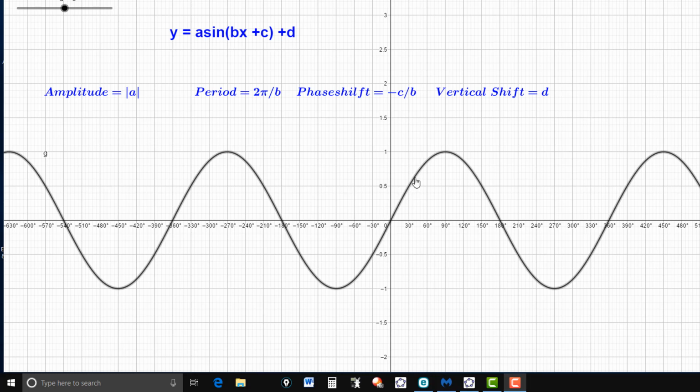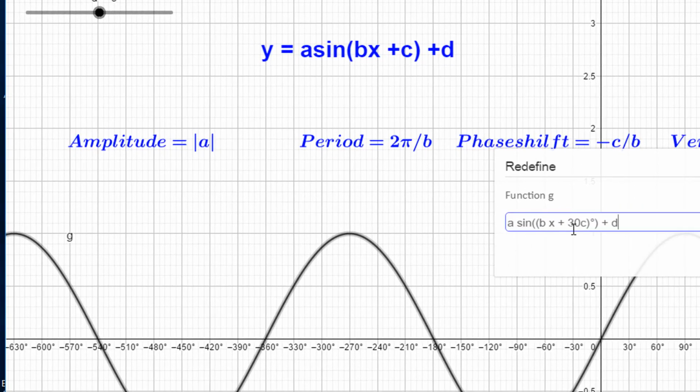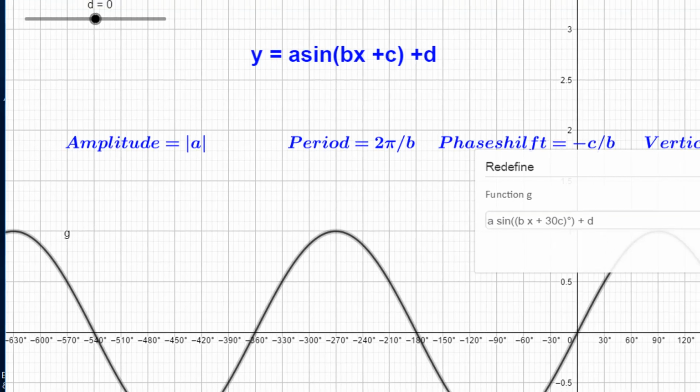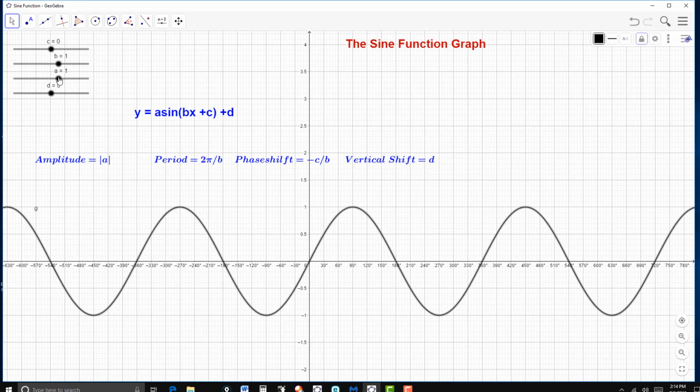If I click on this curve, you can see the way I defined it. I defined it as a sine bx, and I put 30 here just to make it more convenient when I graph it. I'm going to change the values of the parameters, which in this case are a, b, c, and d, so you can see what effect that has on the graph. First let's look at the amplitude, which is a.